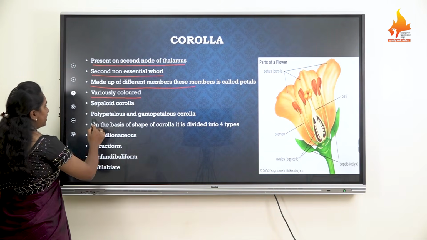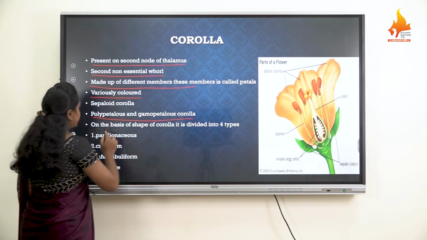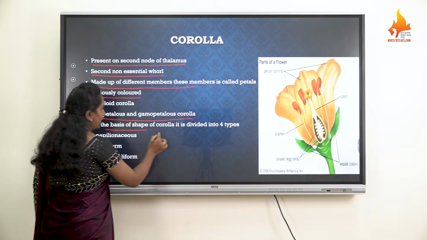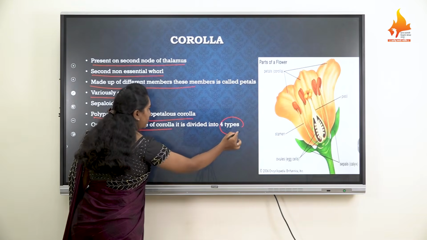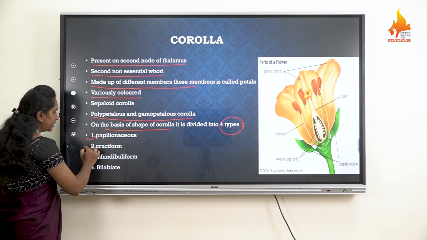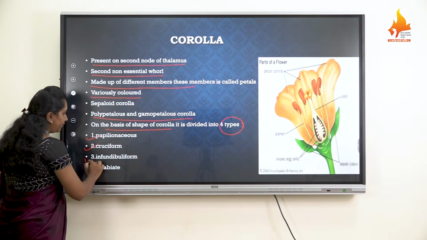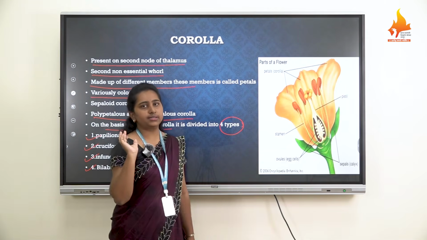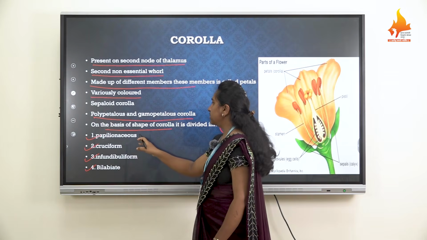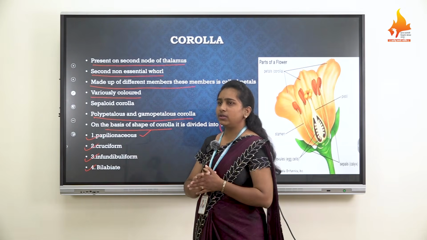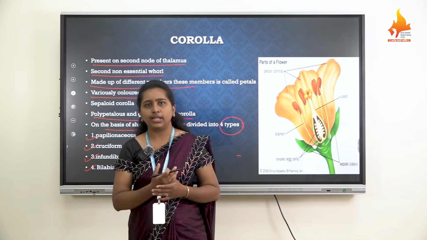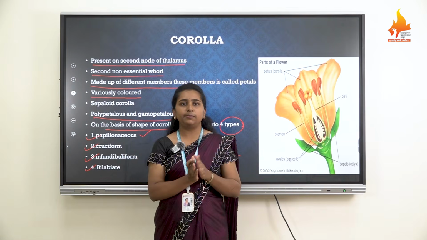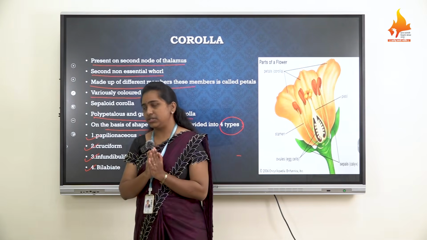Again, polypetalous and gamopetalous we have already discussed. On the basis of shape of the corolla, it is divided into four types. First one is papilionaceous, second one is cruciform, third is infundibulum, and fourth is bilabiate corolla. First of all, we discuss what is meant by papilionaceous corolla. Papilionaceous corolla is nothing but the corolla which looks like a butterfly shape. Then that type of corolla is called papilionaceous corolla.